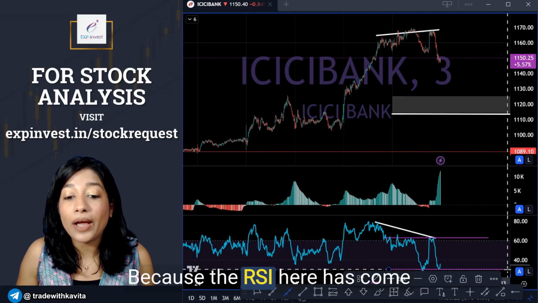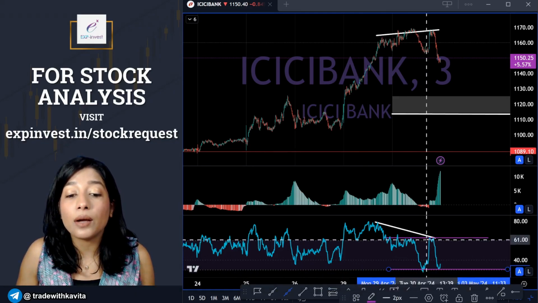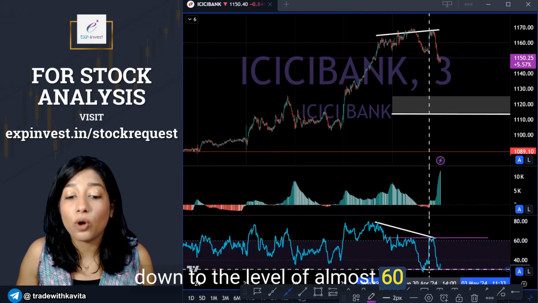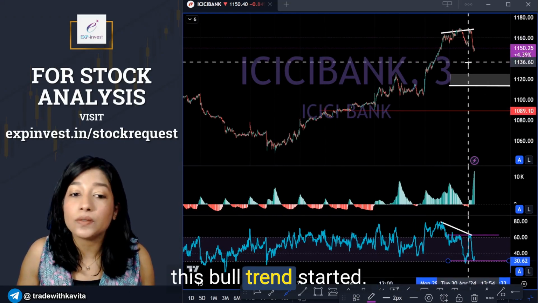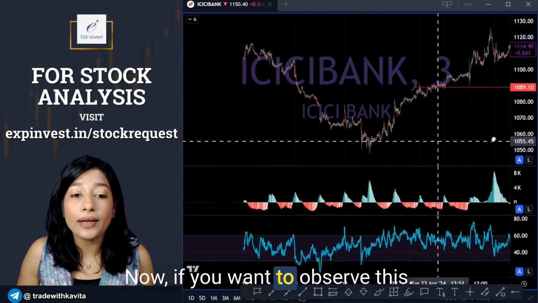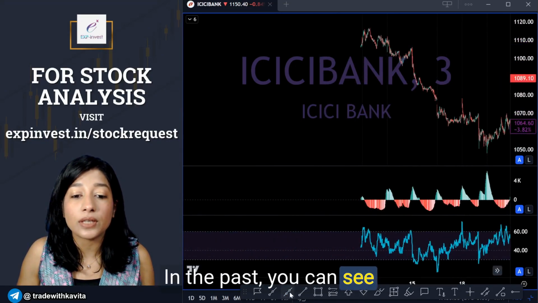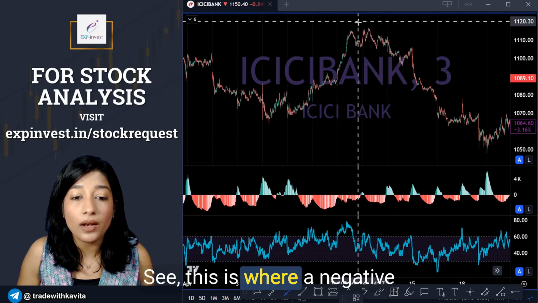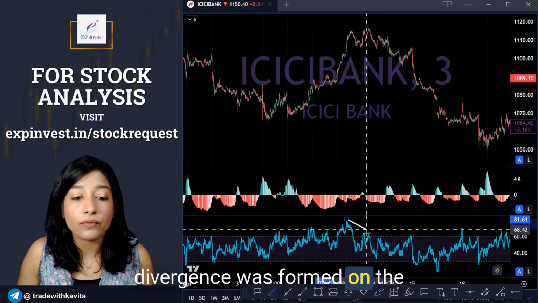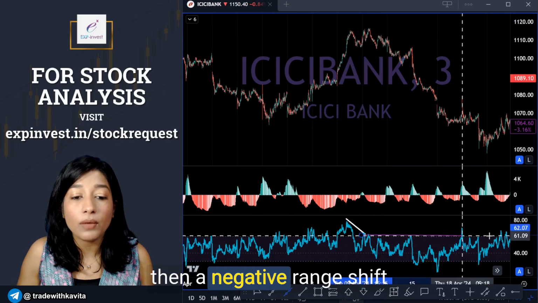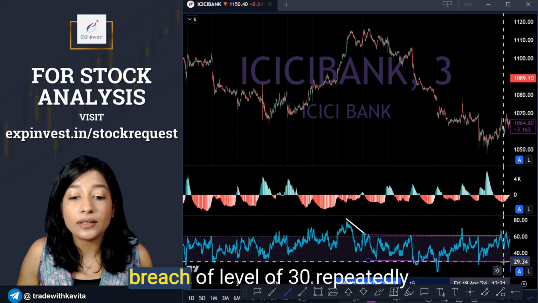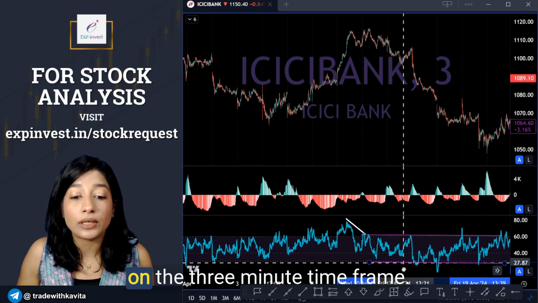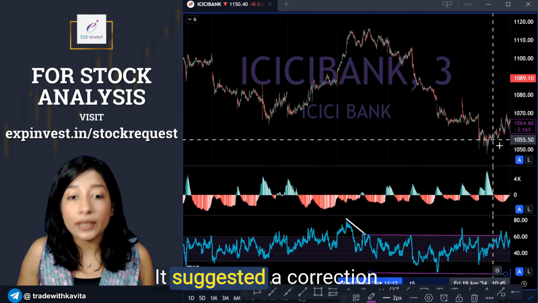Why? Because the RSI here has come down from the level of almost 60 and is touching the level of 30, a phenomenon which has not happened since this bull trend started. We can expect now, if you want to observe this in the past, you can see this in the past as well. See, this is where a negative divergence was formed on the 3-minute time frame, and then a negative range shift occurred over here, and we started seeing the test and the breach of the level of 30 repeatedly on the 3-minute time frame, which suggested a correction.